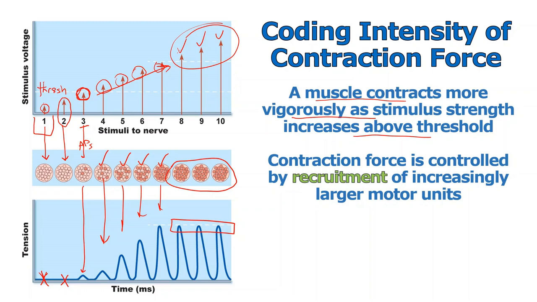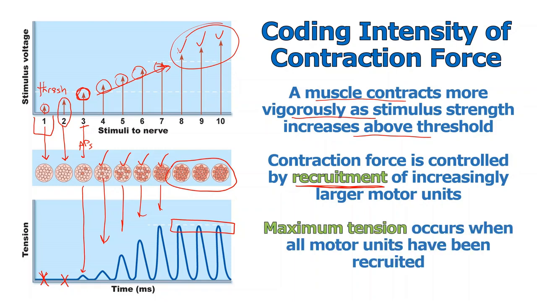So just to be clear here, contraction force is controlled by recruitment. That is the idea here. We're going to recruit the small motor units first and get a little bit of tension. And if we need more and more tension, we're going to recruit larger and larger motor units. Once we hit some maximum tension, that implies that we've recruited all the motor units, and that's about as much force as we can give in that particular action.